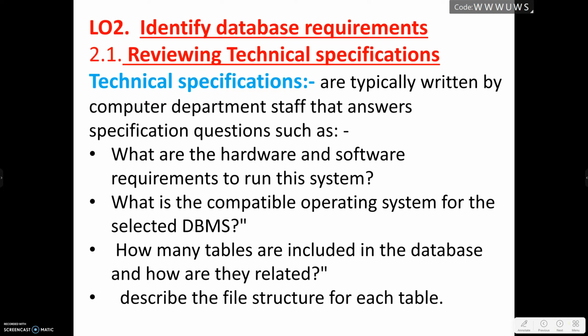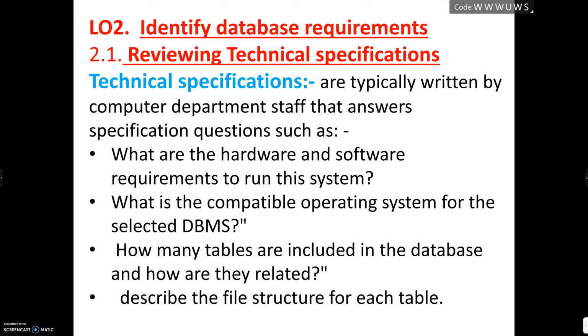LO2: identifying database requirements and reviewing technical specifications. In the first LO, it's identifying the scope of the database. We talk about identifying the scope of the database in the learning guide to identify database requirements. Technical specifications are typically written by computer department staff, that is, only by IT experts.